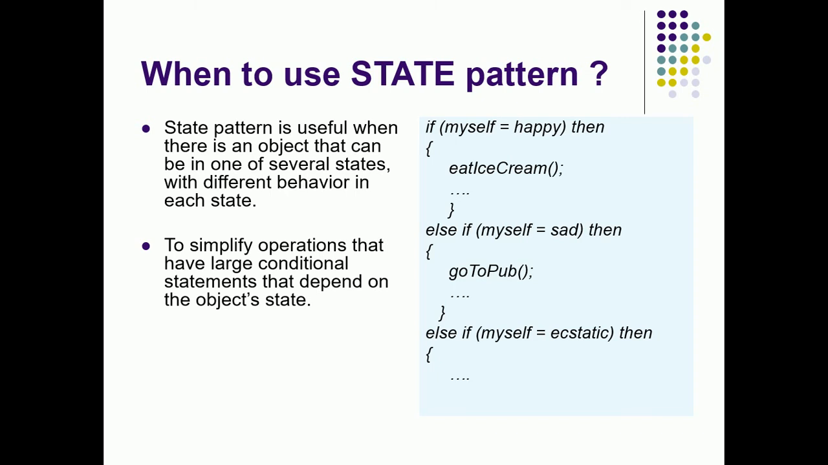So state pattern is useful when there is an object that can be in one of several states with different behavior. In each state, as we saw, this person has many states, and each state has some behavior. So it simplifies operations that have large conditional statements that depend upon the object state. Each state has some conditions while it invokes these methods or triggers when the state is equal to that kind of value.